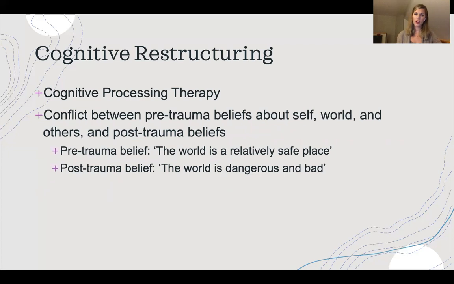And so we'll start with cognitive restructuring. Talking a little bit about some of the techniques that might be used in cognitive processing therapy, which focuses quite a bit more on the cognitive aspects, the thoughts and beliefs. In this therapy, what we might focus on is the conflicts between the pre-trauma beliefs about the self, about the world, and about other people, and the post-trauma beliefs. So we might see something like a pre-trauma belief that the world is a relatively safe place, and a post-trauma belief that the world is dangerous and bad.